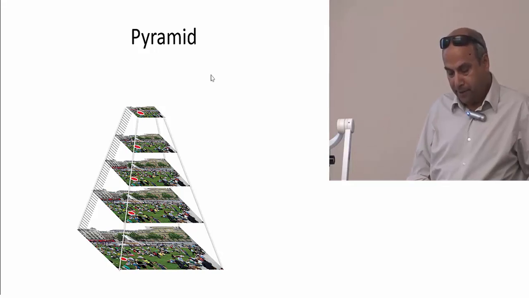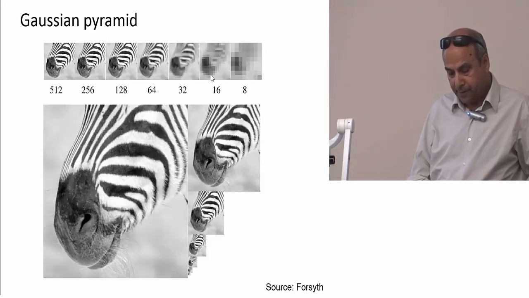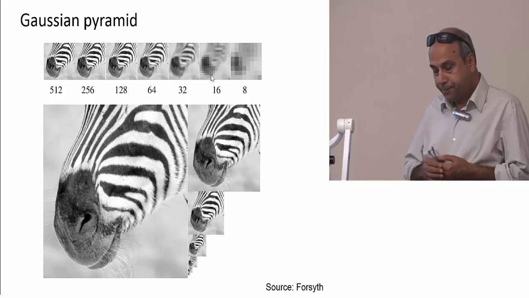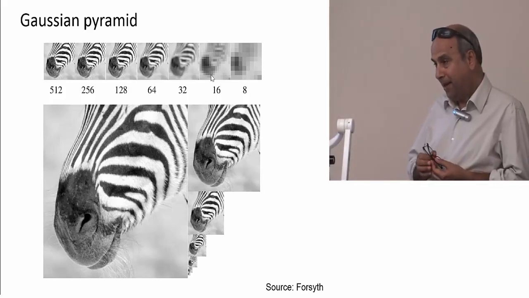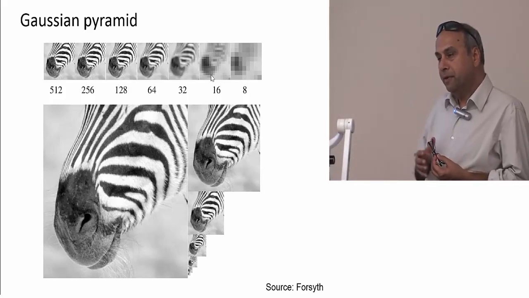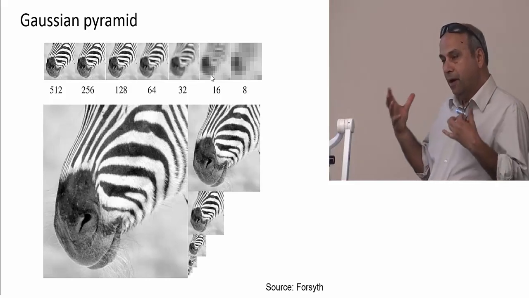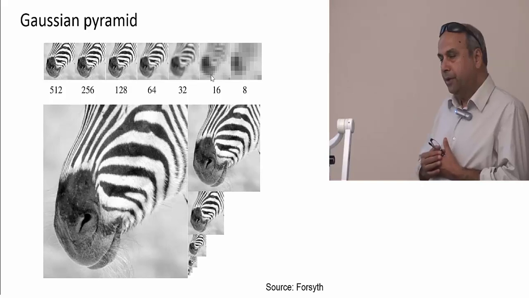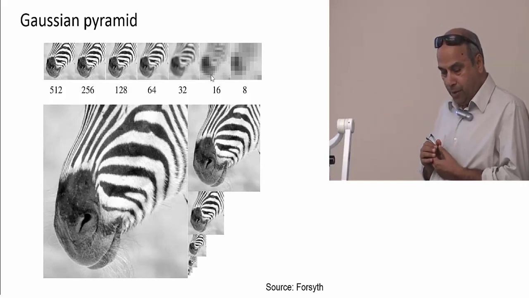So these pyramids are useful, and this is another example. And we are going to talk about 2 special kinds of pyramids. One is called the Gaussian pyramid. The other is called the Laplacian pyramid. And again, as we have been saying in this course, the Gaussian will play a very important role. We will keep revisiting the Gaussian in many different contexts.